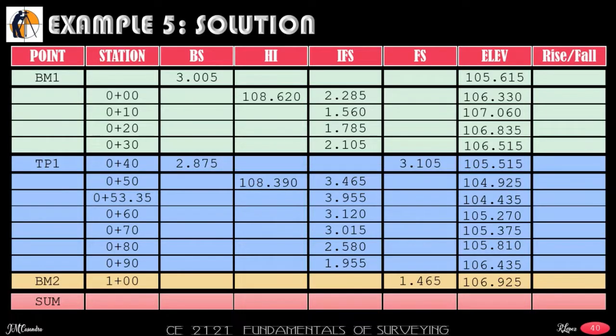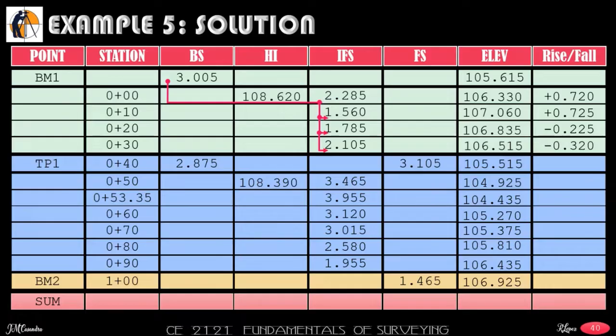Okay, so for the rise and fall, we subtract the values of the backsides and your foresights for every level. So for station 0 plus 00, that will be backside minus the foresight, giving us a positive 0.720, meaning there is a rise in elevation. So next, difference of your foresights. So 0.725. So at station 0 plus 10, it means there is again a rise in the station. Negative 0.225. So this is now a fall. So meaning we went down in elevation.